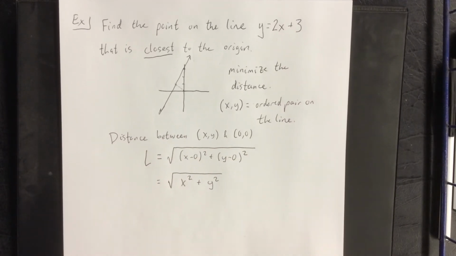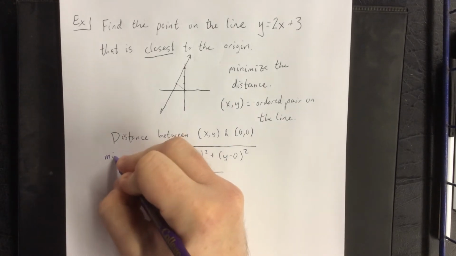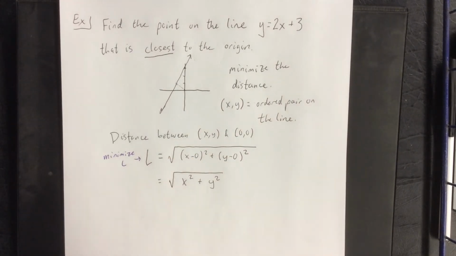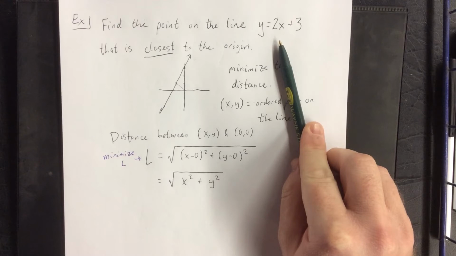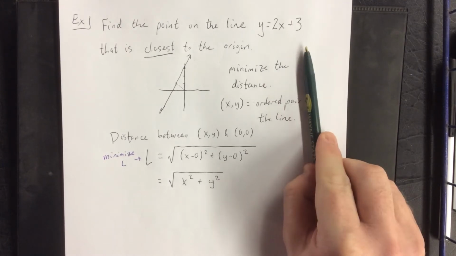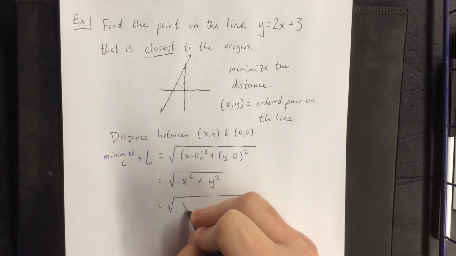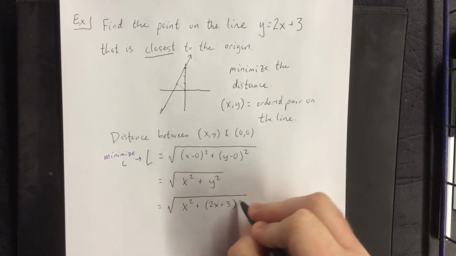Now, that gives us our objective function. We are trying to minimize L. Our objective variable is now L. But that gives us L in terms of two variables. We need to find some sort of relationship between x and y that's going to allow us to make a substitution, and here is that relationship between x and y right there. y is equal to 2x plus 3. So we're going to perform that substitution on the y variable. This will be the square root of x squared plus (2x plus 3) quantity squared.